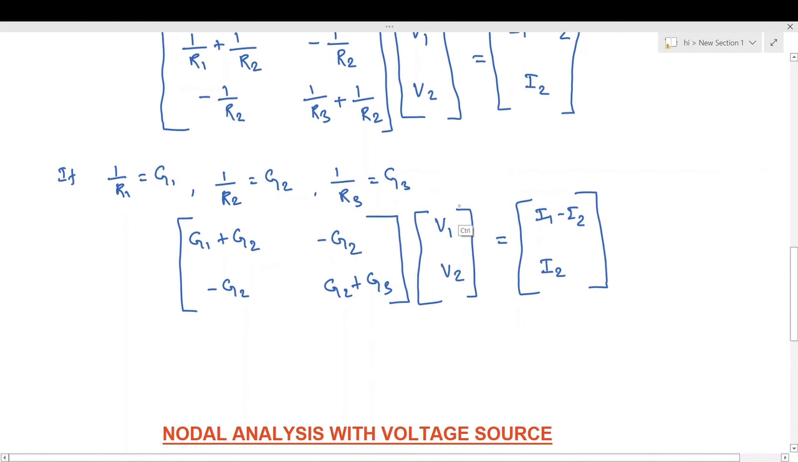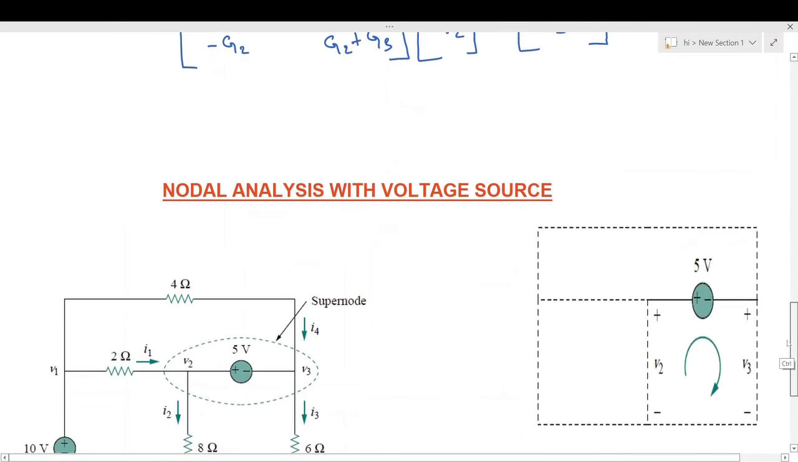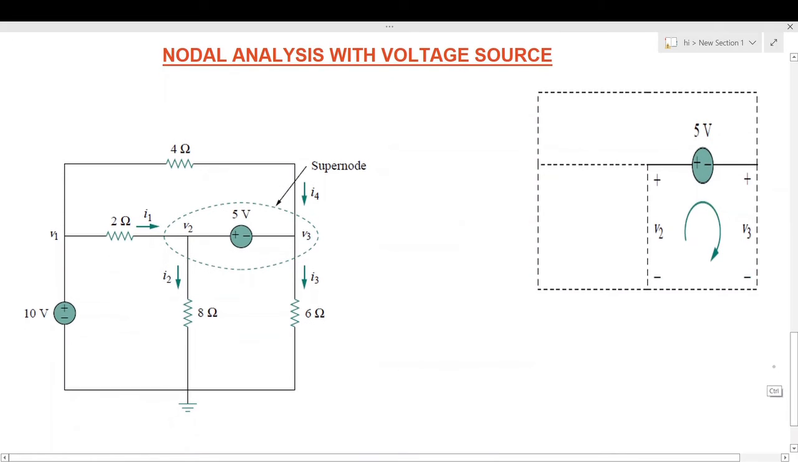Fine. On solving this equation matrix, we can find out the values. This is for without voltage source. Now we will proceed with nodal analysis with voltage source.